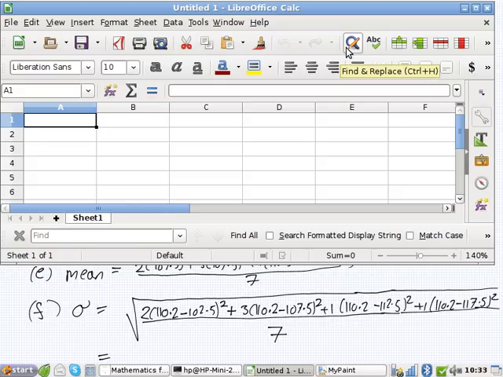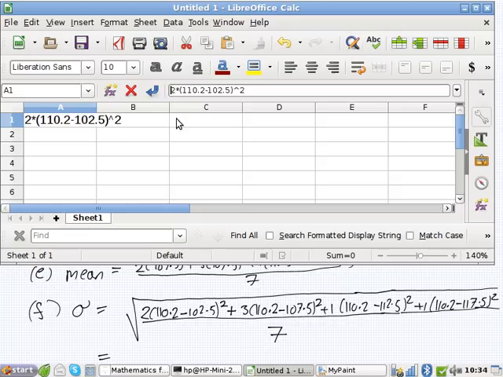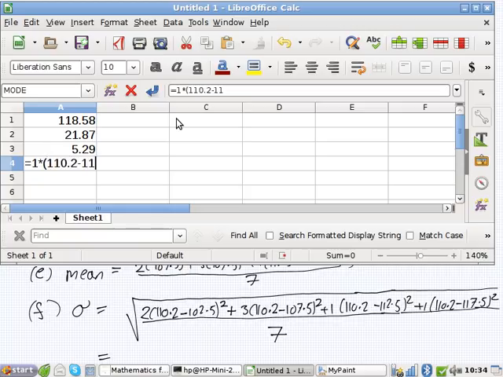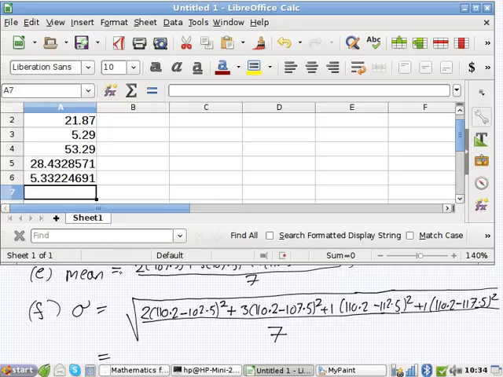Well, let's see. 2 times 110.2 minus 102.5 squared, 3 times 110.2 minus 107.5 squared, 1 times 110.2 minus 112.5 squared, 1 times 110.2 minus 117.5 squared. Add them up. Divide by 7 and then square root the answer. So I got 5.33 in the end. Yes.